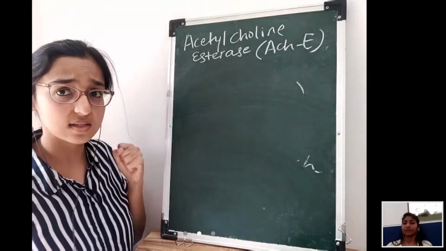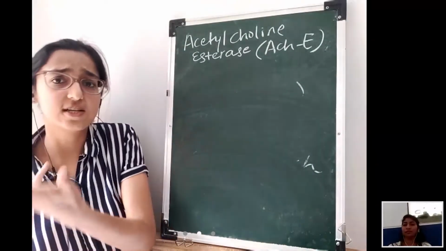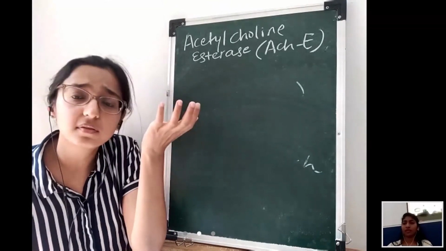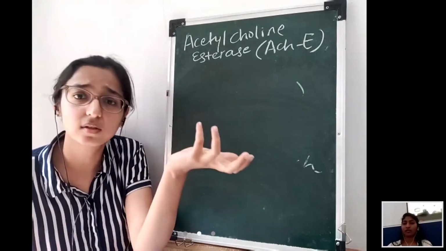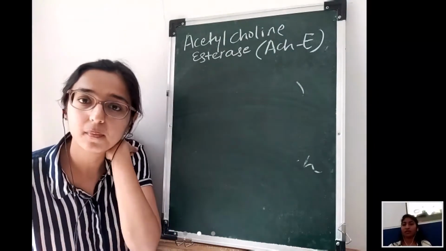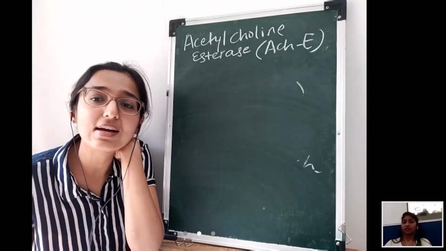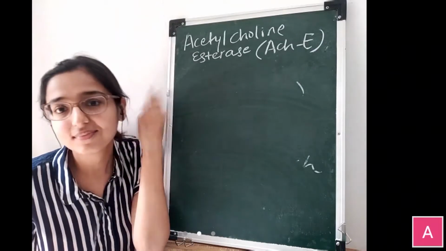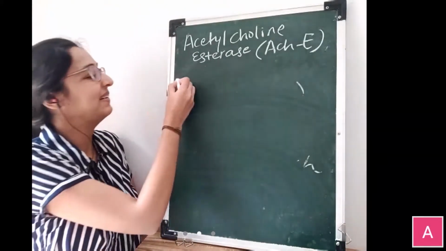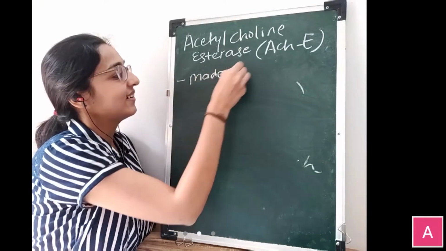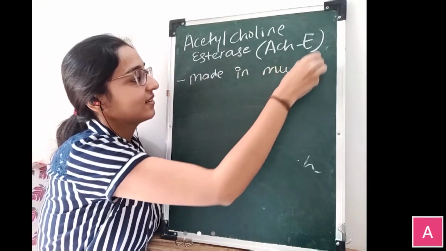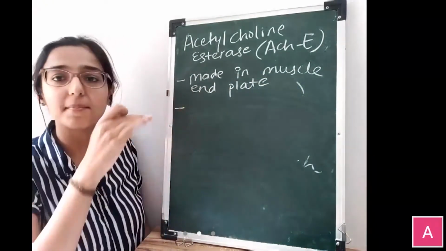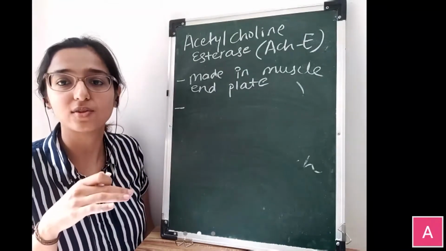So where is this enzyme produced? Where is it manufactured? Is it manufactured in the nerve? Is it manufactured in the plasma? Is it manufactured in the muscle? Wrong. Any other guess? No. Now we are left with muscle. So it is made in the muscle end plate. The end plate region of the muscle, the membrane, just over there near that membrane only it is manufactured.